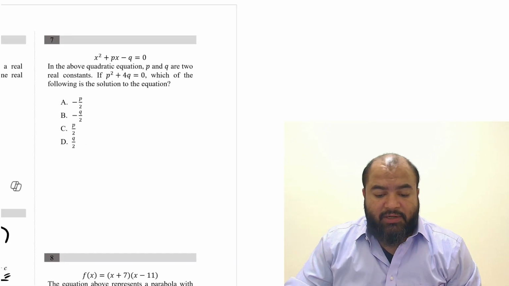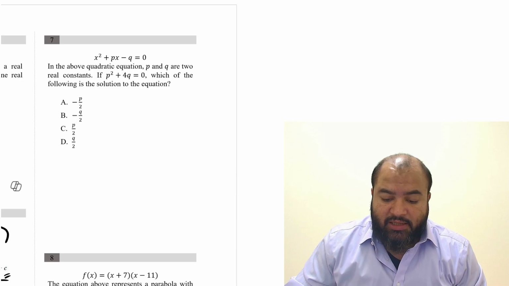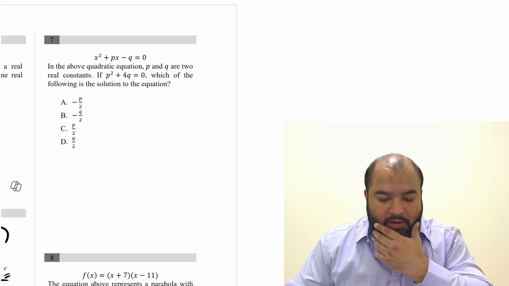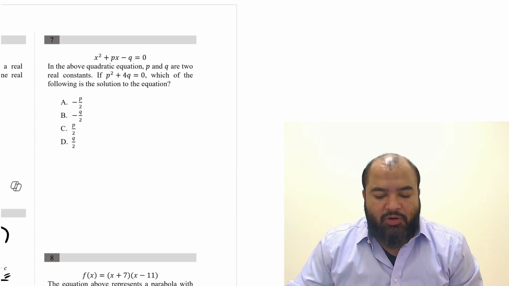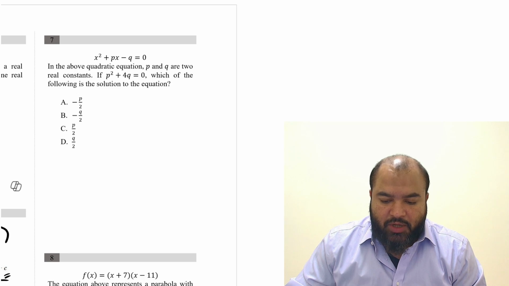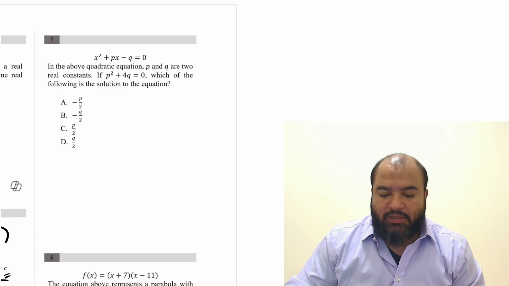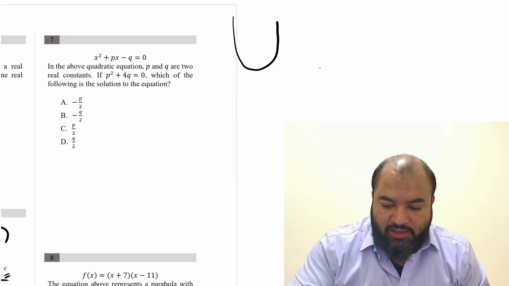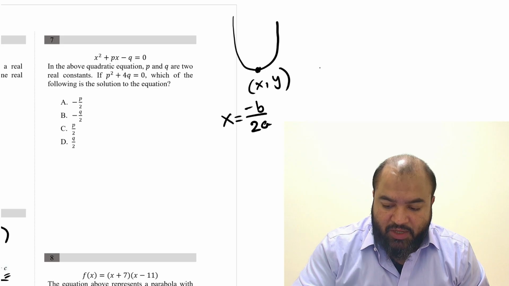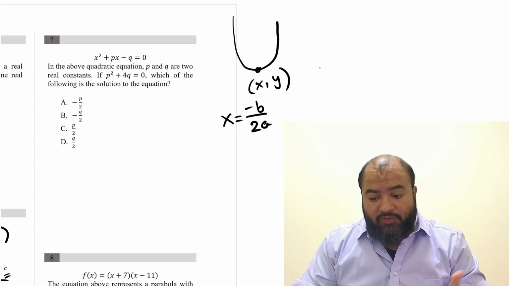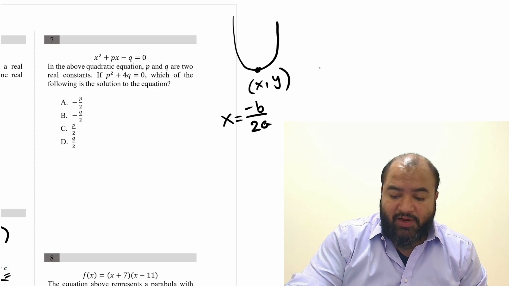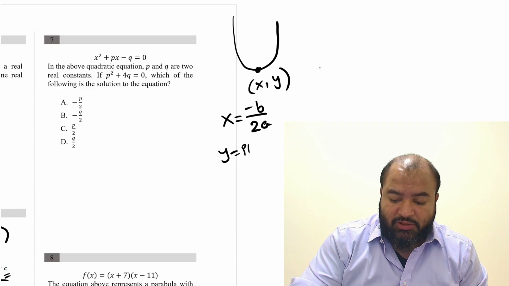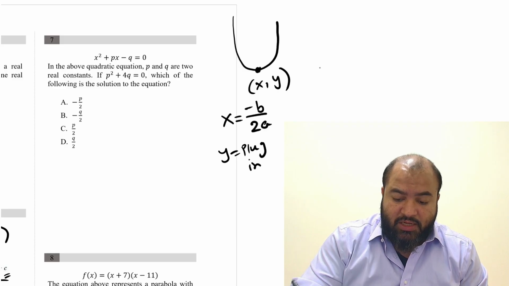Okay, number 7, they gave us another quadratic equation. In the above quadratic equation, p and q are two real constants, and p squared plus 4q equals 0. Which of the following is the solution? Now, in a quadratic equation, so far you have learned how to find the vertex. It's x comma y. If you want to find x, it's equal to negative b over 2a, right? That's one piece of information about a quadratic equation. If you want to find y, you have to plug it into the equation, right?